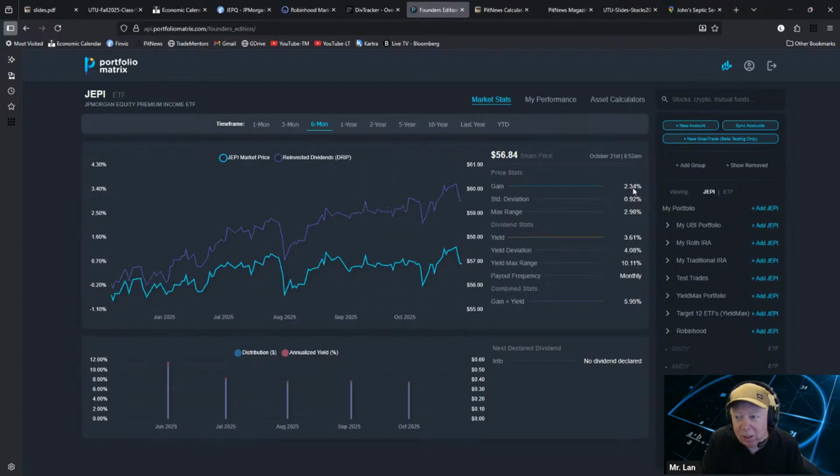It's about the same, isn't it? So the gain is 2.34. So we have at least a positive gain in the last 6 months, after that big drop, before that big drop. So we got a gain of 2.34 on JEPI. And the yield is 3.61.